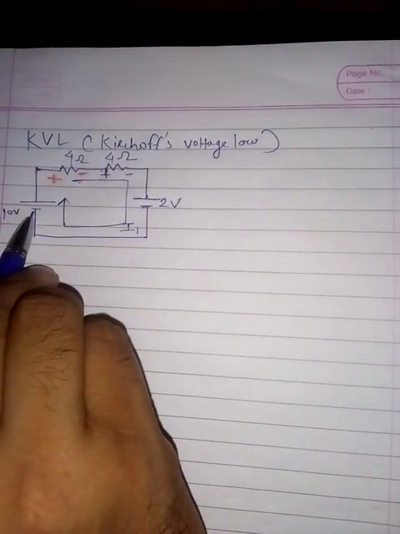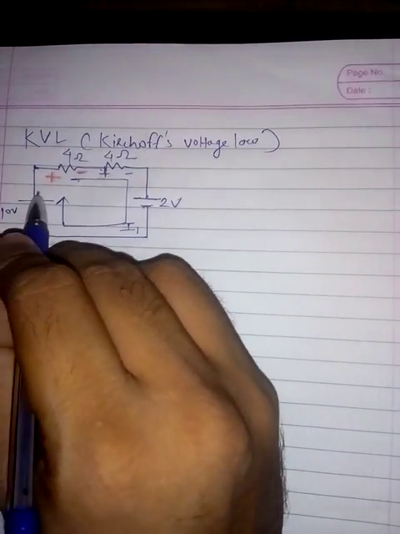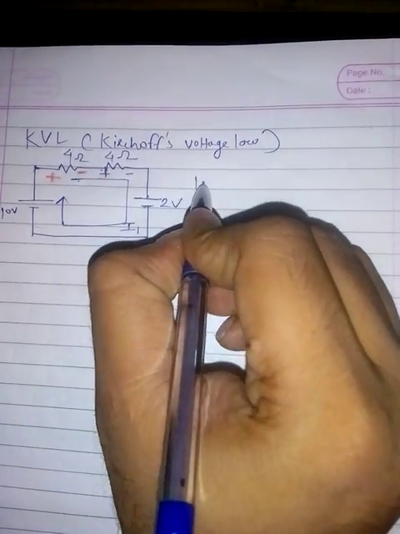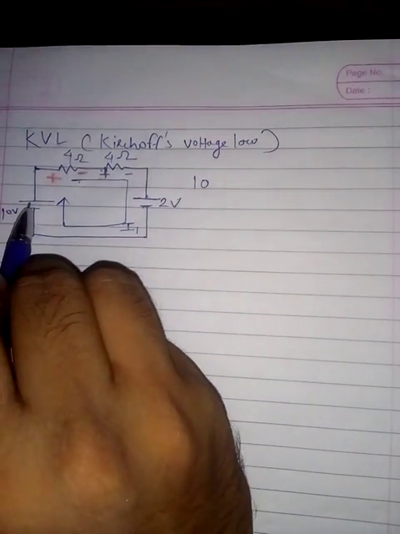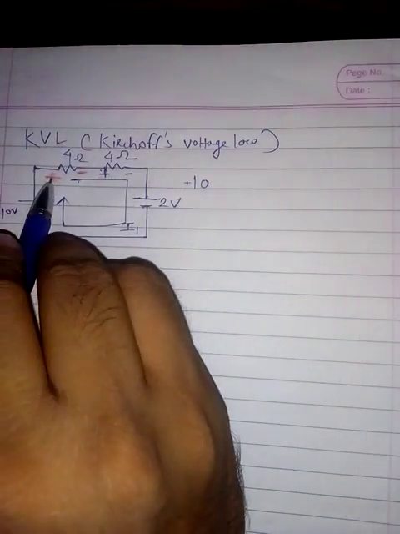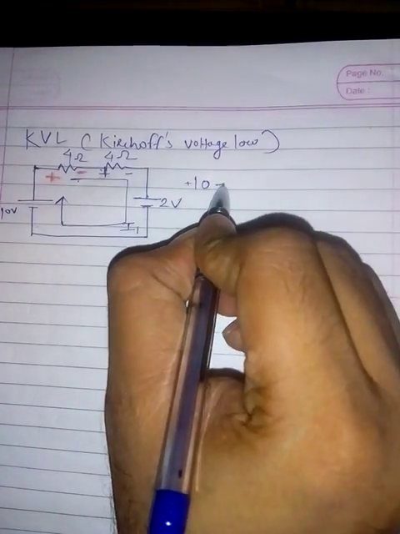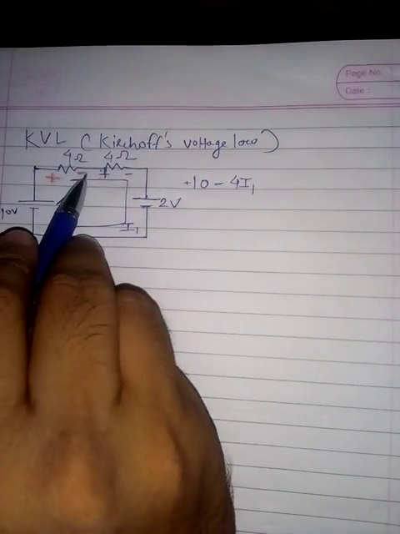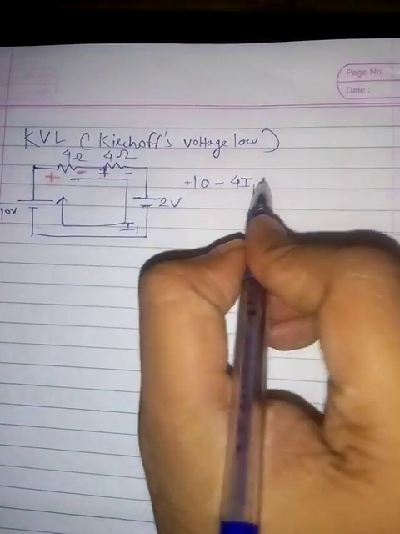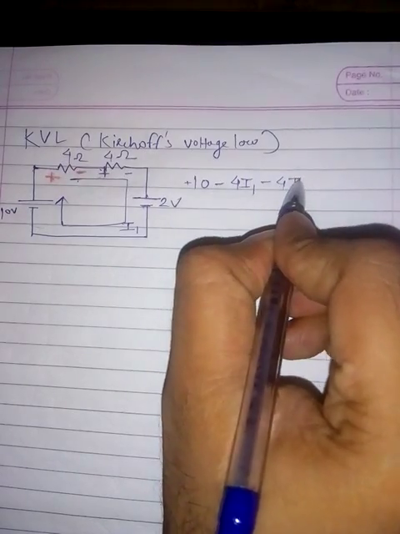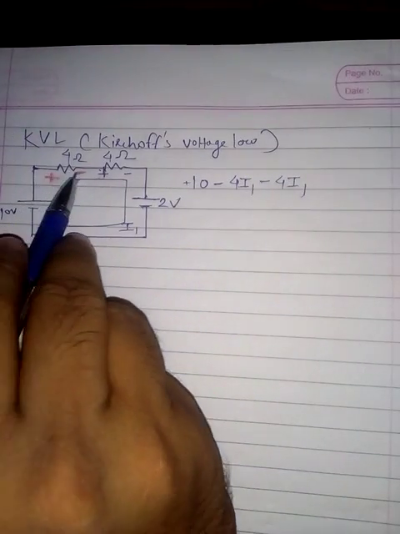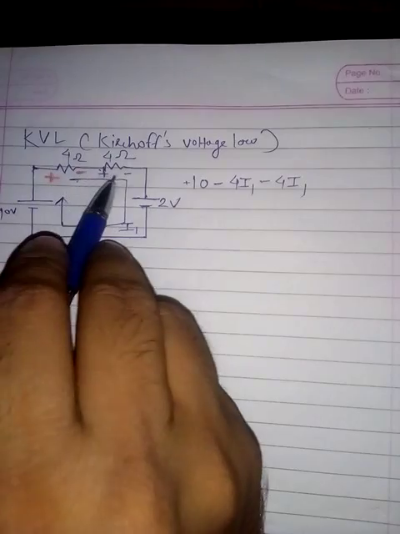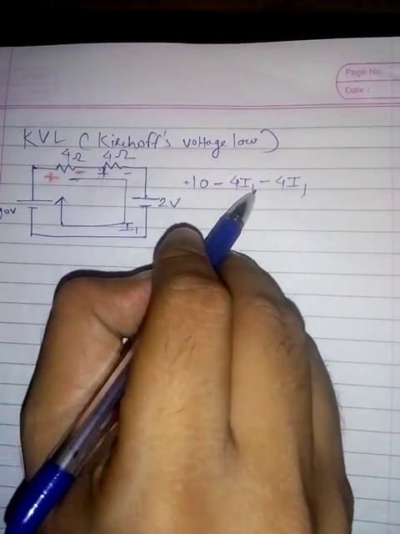Now we are going from negative to positive. So there is a rise in potential, so we can write plus 10. Then positive to negative, minus 4 into I1. Then again positive to negative, minus 4 into I1. This is called a fall in potential. That's why we have written minus 4 I1.